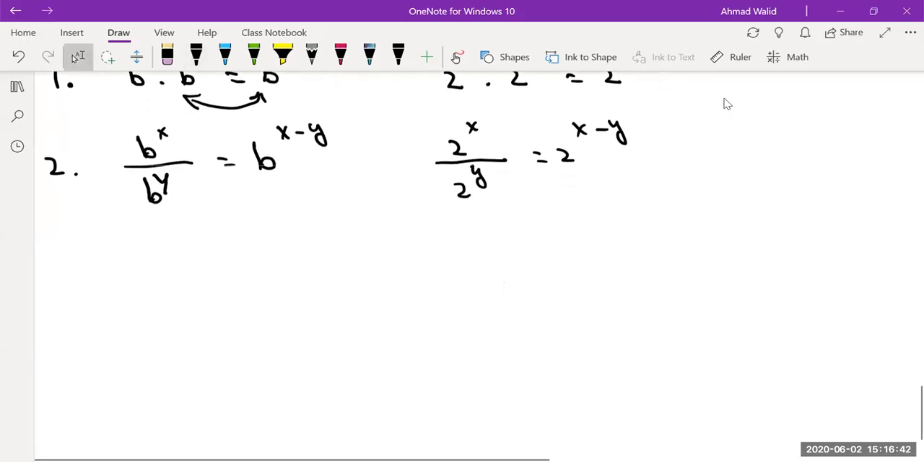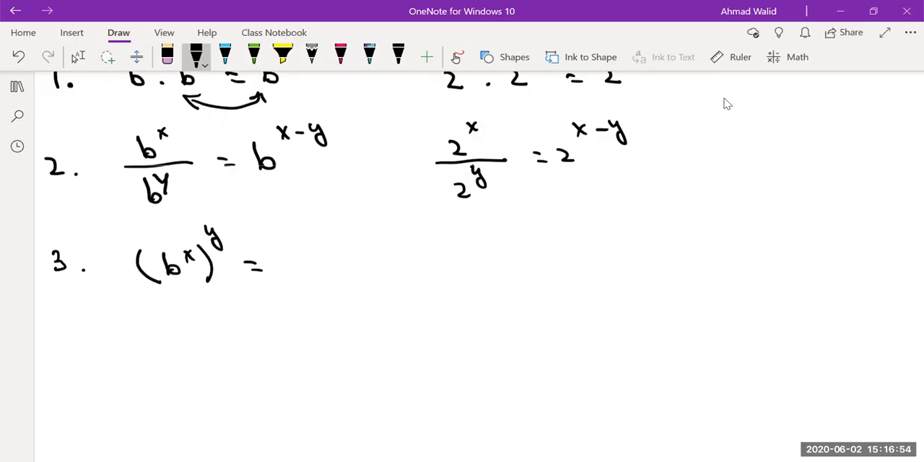Rule number 3, which we call the power rule. If I have b to the power of x all to the power of y, in this case, we multiply the exponents. It will be b to the power of xy. For example, 2 to the power of x all to the power of y equals 2 to the power of xy.